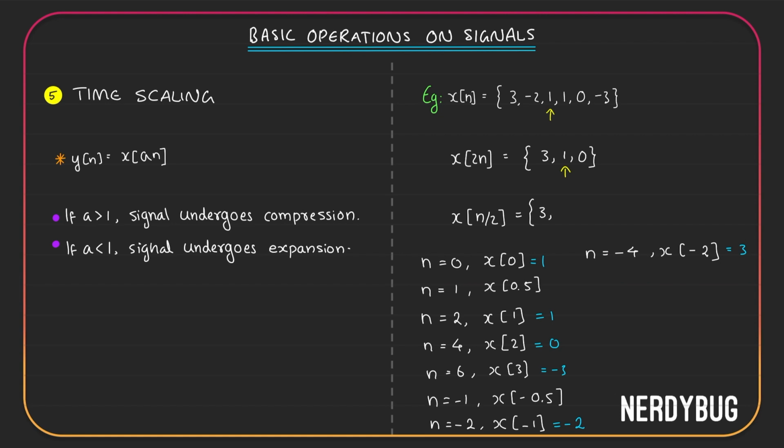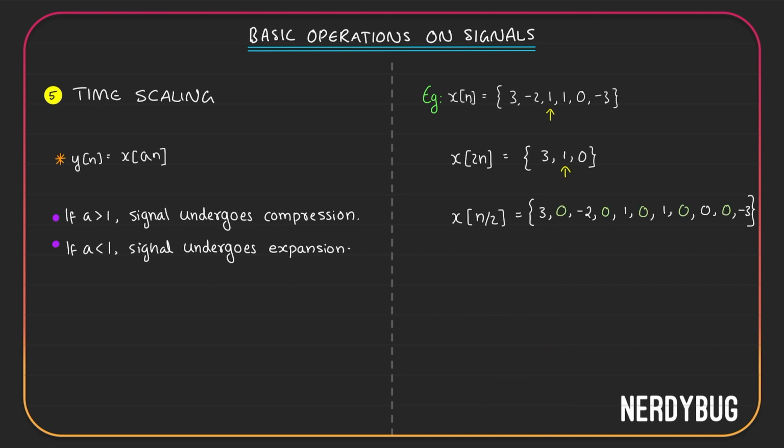Now we can see that at n equals minus 4, we have 3. At n equals minus 3, we don't have anything, so we put a 0. At n equals minus 2, we have minus 2. At n equals minus 1, we don't have anything, so we put a 0. Then at n equals 0, we have 1. n equals 1, we don't have anything, so we put a 0. n equals 2, we have 1. n equals 3, we don't have anything, so we put a 0. n equals 4, we have 0. n equals 5, we don't have anything, so put a 0. n equals 6, we have minus 3, and that's all we have. You can see that there are zeros in between all our original terms, and the signal obviously has expanded.